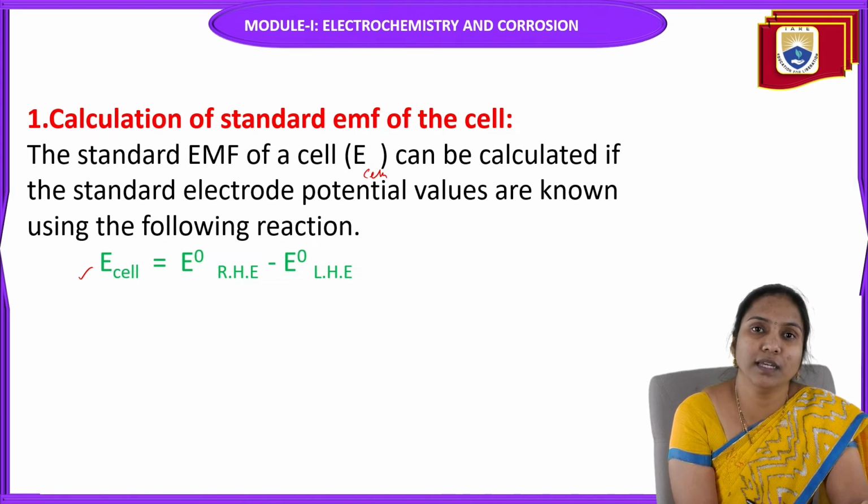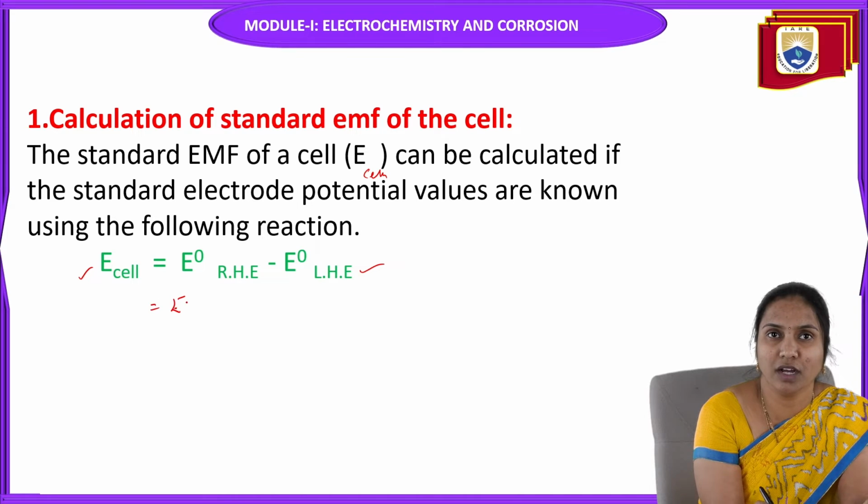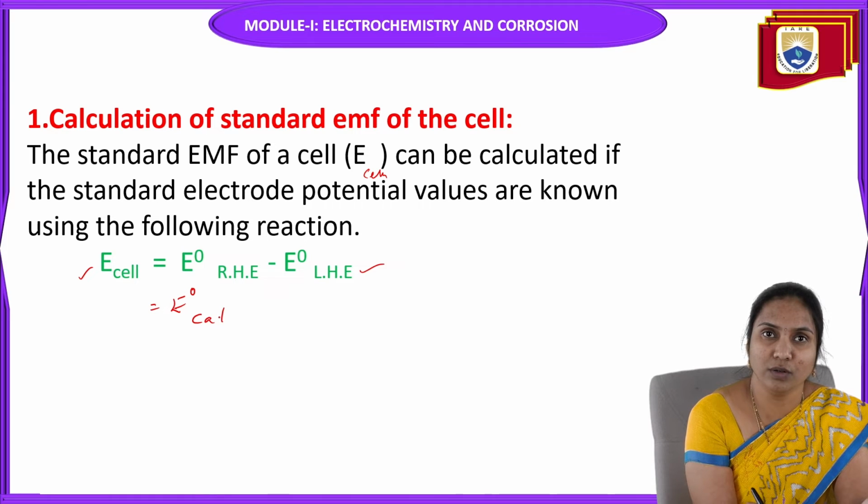So, calculate the EMF of the cell. What is the formula? E cell equals E0 RHE minus E0 LHE. E0 RHE means the right hand side electrode, which we use as the cathode.